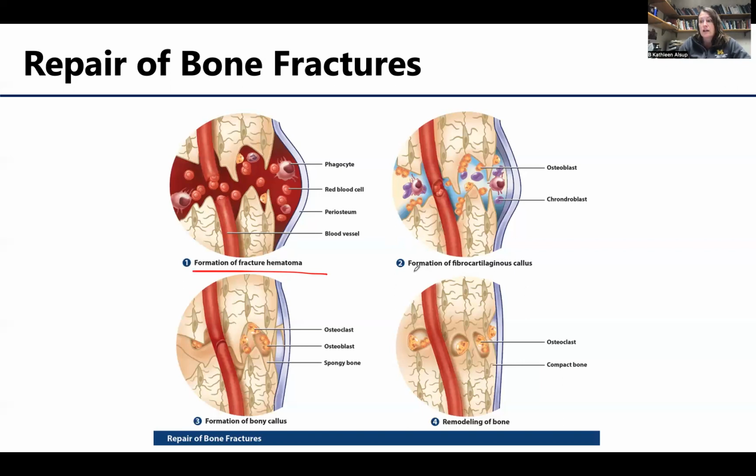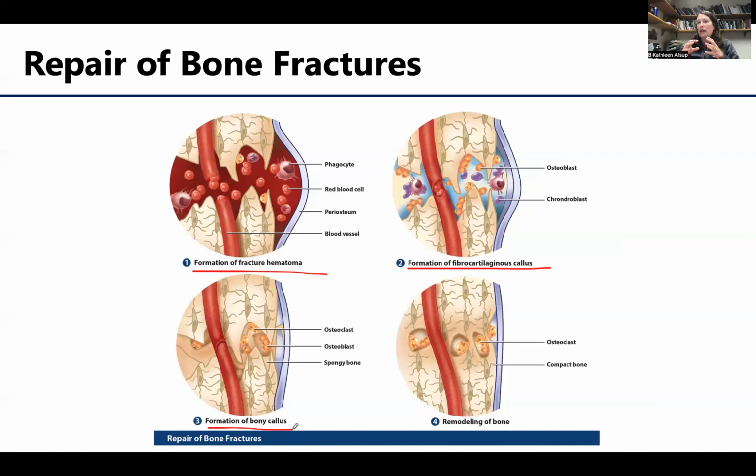Now, new cells from the periosteal region will move into this area with time, called fibroblasts or chondroblasts. And you'll get what's referred to as the formation of a fibrocartilaginous or soft callus. So this isn't hardened bone. This is a soft callus in this region that, with time, will eventually be replaced by a bony callus.